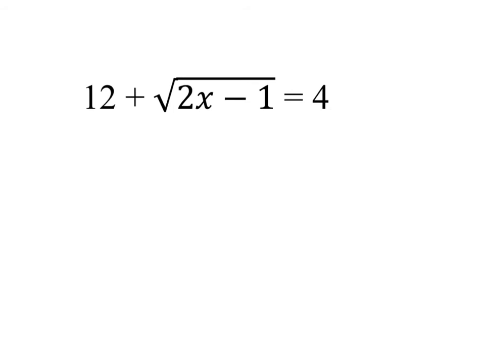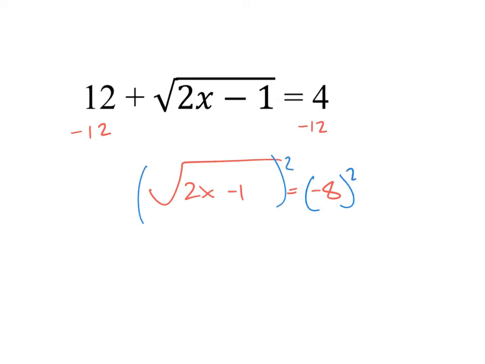First step, we're going to subtract 12 from both sides. We'll get the square root of 2x minus 1 is equal to negative 8. Now, if you're very mathematically grounded, you know that this one's already not going to have any solutions because I have a square root term equaling a negative number. For the purpose of understanding this section, though, I'll continue to solve.